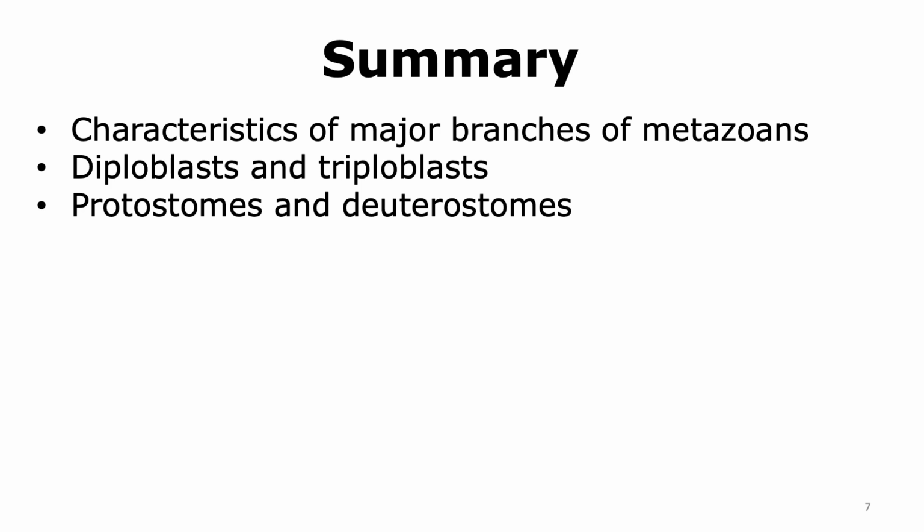With this, we come to the end of our talk where we learned about the major branches of metazoans, followed by what are diploblasts and triploblasts, as well as how to differentiate between protostomes and deuterostomes.